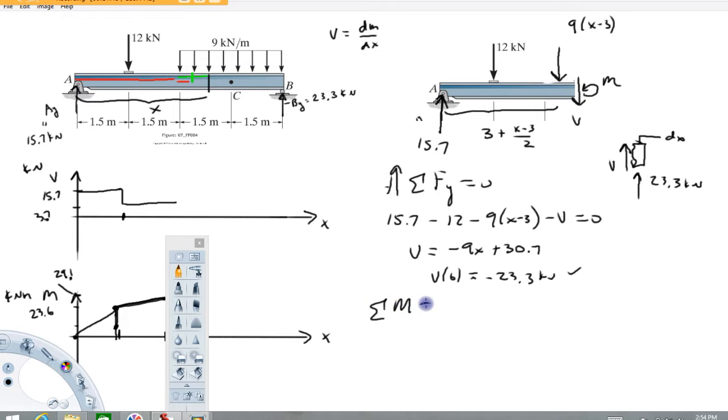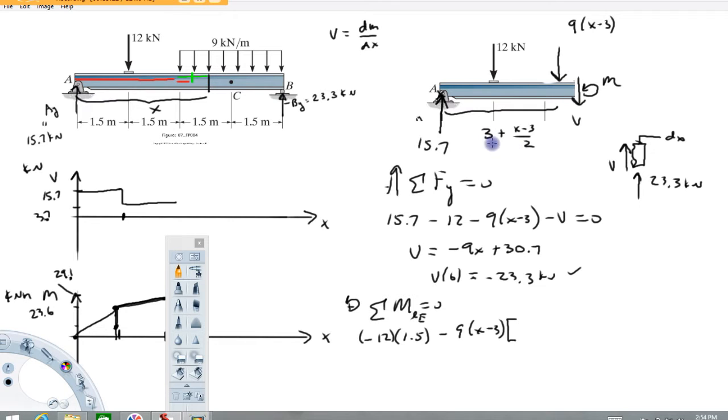Sum of all moments equals 0, counterclockwise positive. I'm going to do the left end. So if we sum moments here about point A, left end, this force doesn't show up. We're going to have minus 12 times the distance from here to here, 1.5. Then we're going to have minus 9 times x minus 3. Now the minus is coming because this force is producing clockwise moment. And then the 9 times x minus 3 is the force, and then we need times this distance. I'm going to put the distance in brackets.